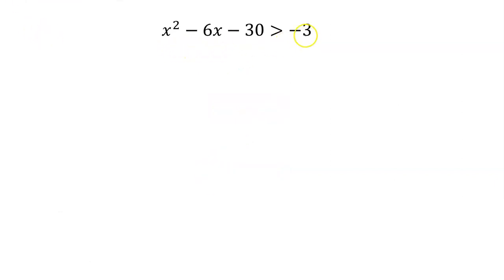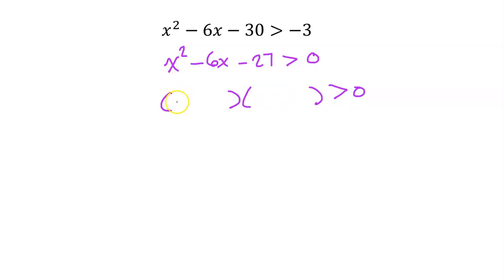When a problem is a little bit more advanced, we need to get 0 on one side and factor. So let's begin by adding 3 to both sides. That leaves us with x squared minus 6x minus 27 is greater than 0. Now we factor. X squared will be x times x. 27 is 3 times 9. To get a negative 6 in the middle, we need a positive 3 and a negative 9.